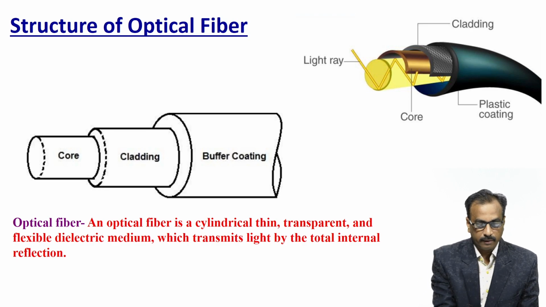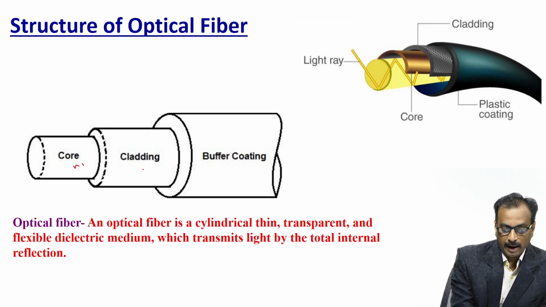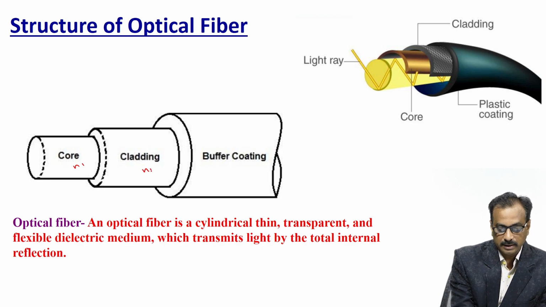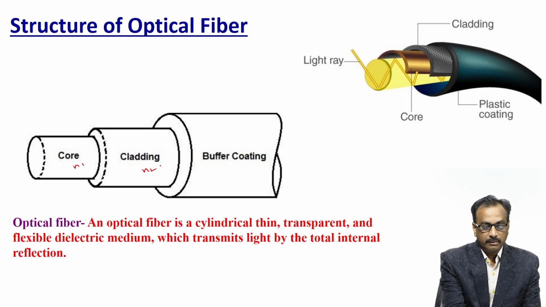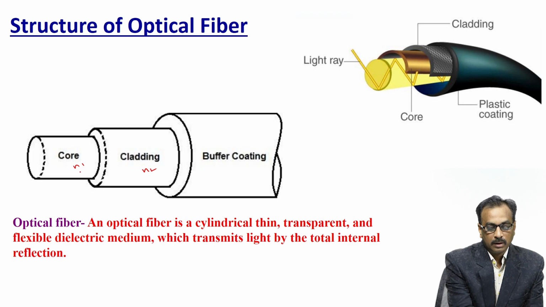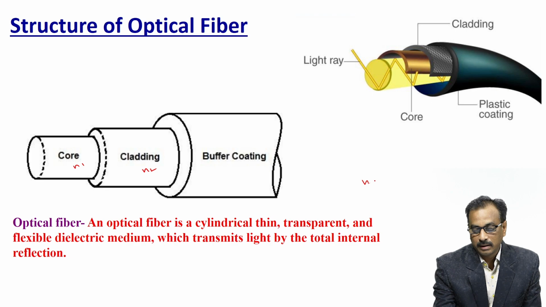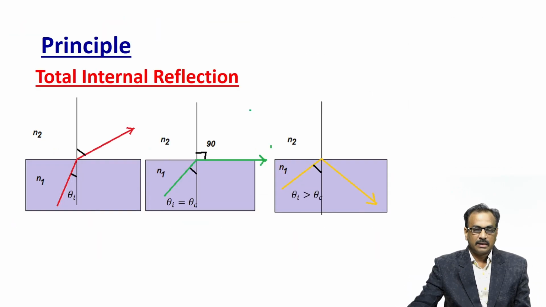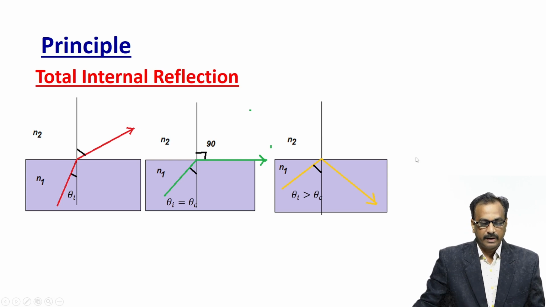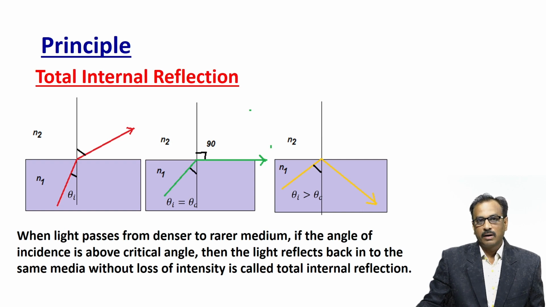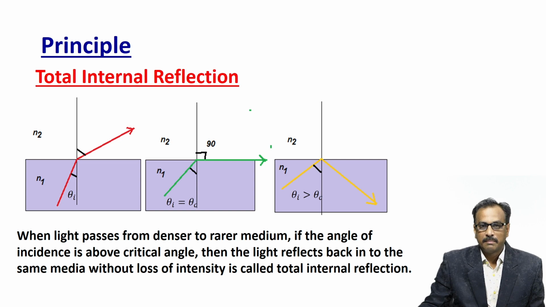The refractive index of the inner core is N1 and the refractive index of the cladding is N2. Here, the refractive index of the core is more and the refractive index of the cladding is less. That is, N1 is greater than N2. To get total internal reflection, it must satisfy two conditions. One is N1 greater than N2. The second one is the angle of incidence must be greater than the critical angle.